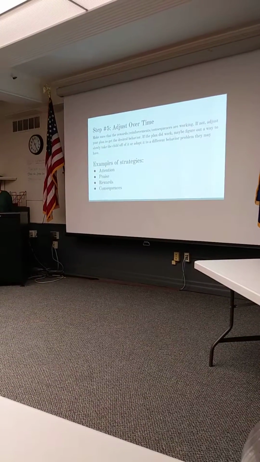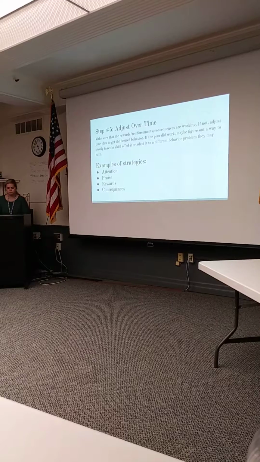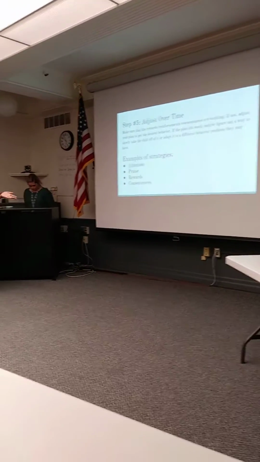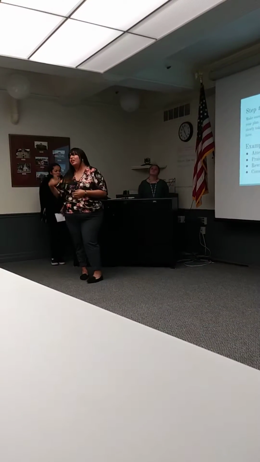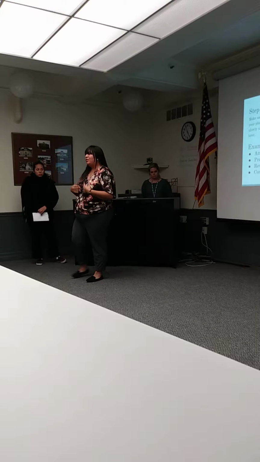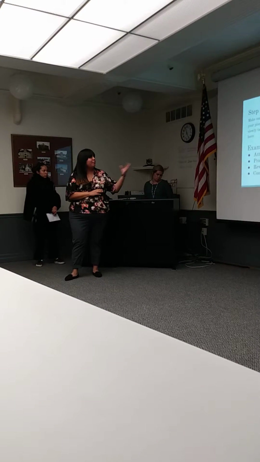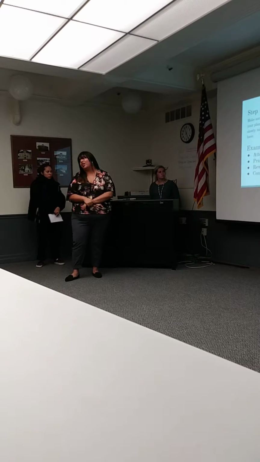And step number 5 is to adjust it over time. So make sure that the rewards, reinforcements, and consequences are working. If not, adjust your plan to get the desired behavior. If the plan did work, maybe figure out a way to slowly take the child off of it or adapt it to a different behavior problem that they may be having. Because if you keep on doing the same thing, then it's not going to keep working. And then examples of strategies to use are attention, praise, rewards, and consequences.